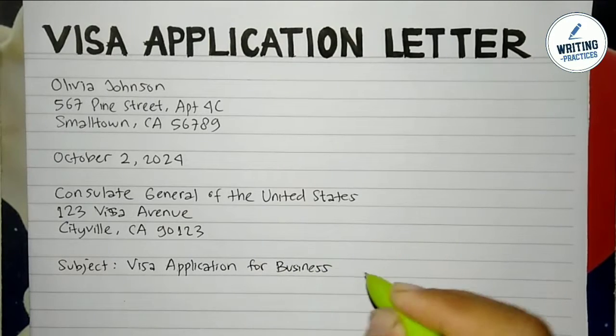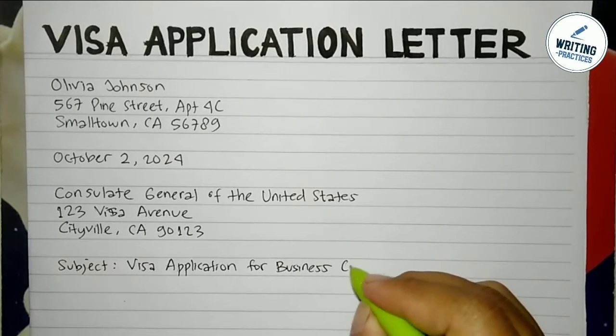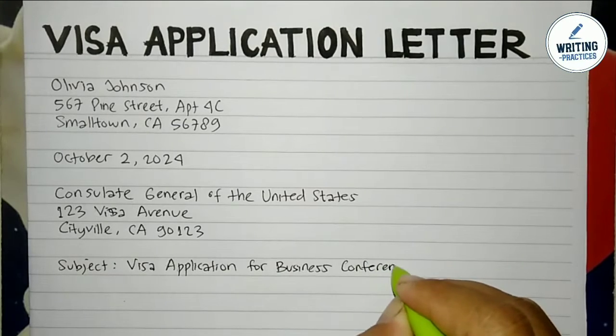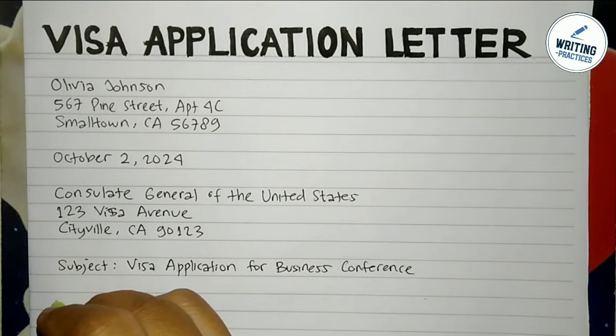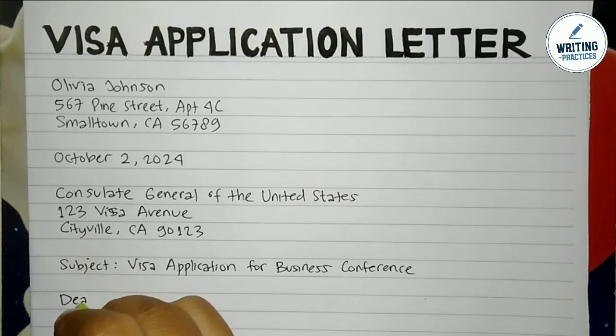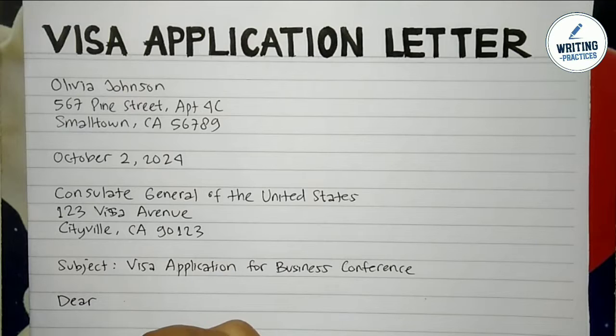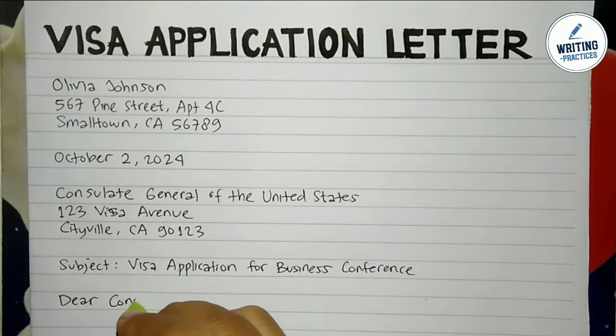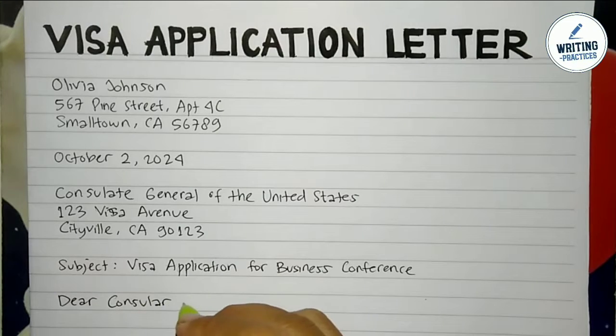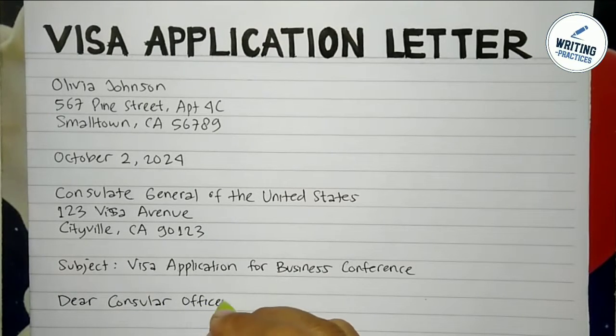After completing the sender and recipient information, now you can write the subject of the letter. You can simply write, visa application for, and write the event you want to attend. In this case is for business conference. After writing the subject, now you can open the letter with a formal salutation. You can simply write, Dear Consular Officer.